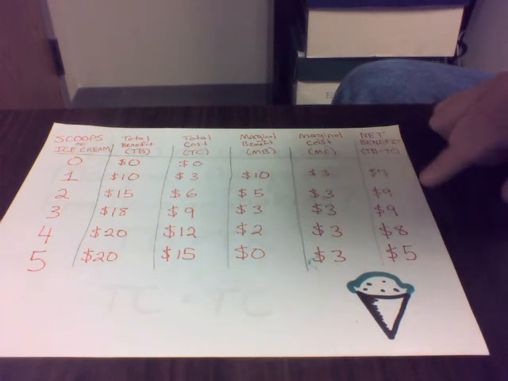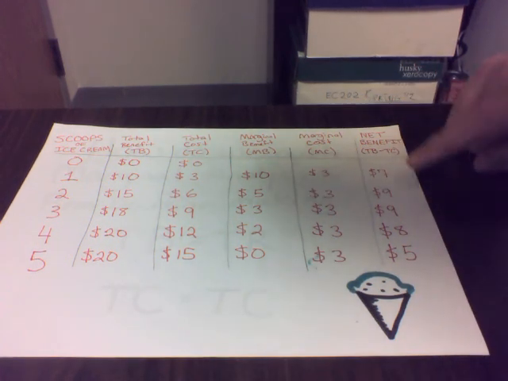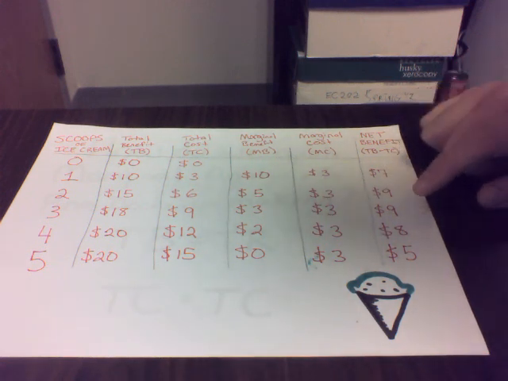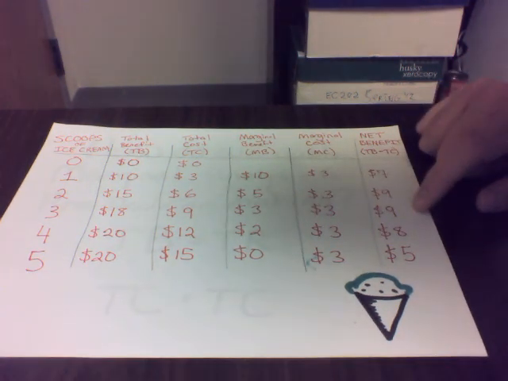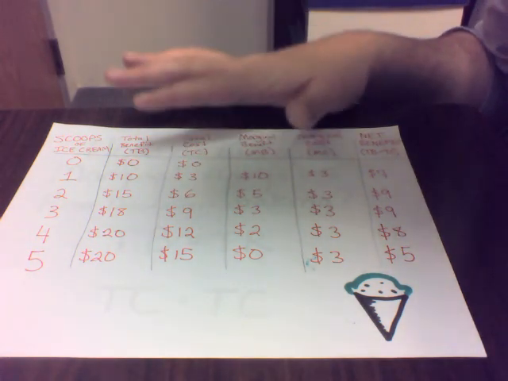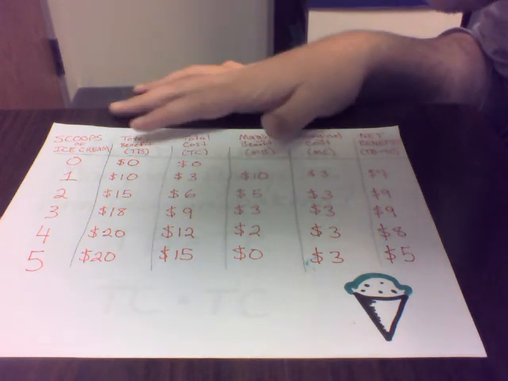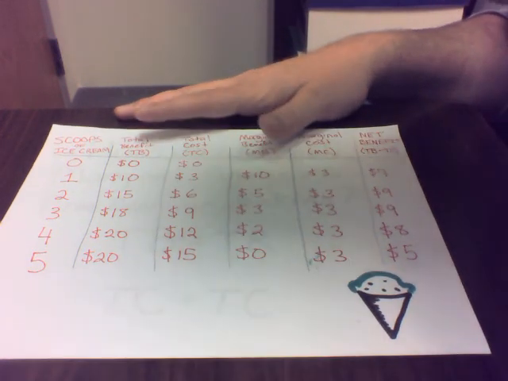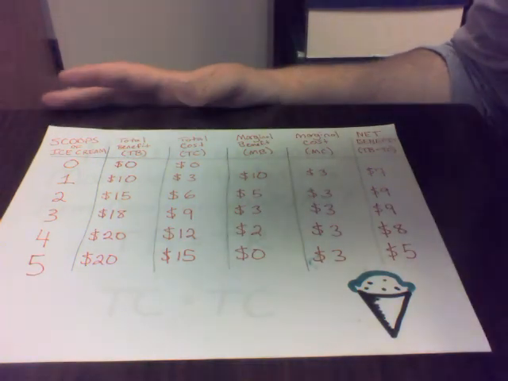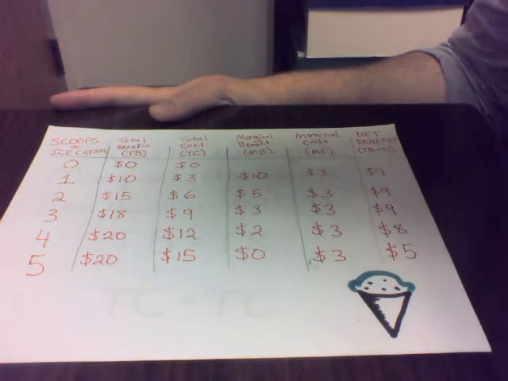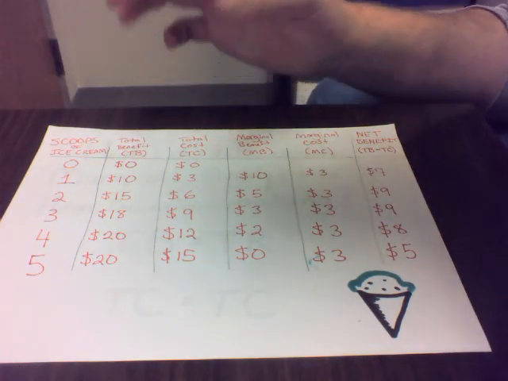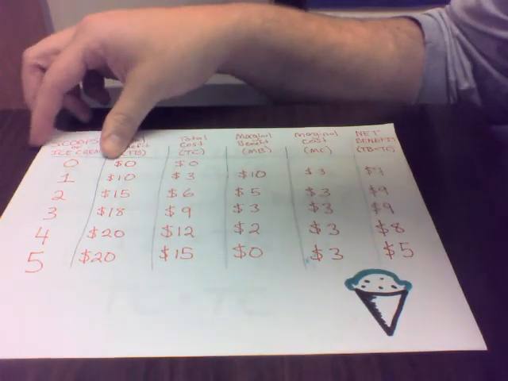Just to bring that point home, I went ahead and calculated the net benefit over here, and we can see that his net benefit is maximized at 3 scoops. Trying to keep this in mind, this is a consumer's problem, but it should be relatively clear that it might help us in analyzing the firm's problem. If we think of firms and consumers as being sort of similar, then maybe this would give us an indication of where to start.